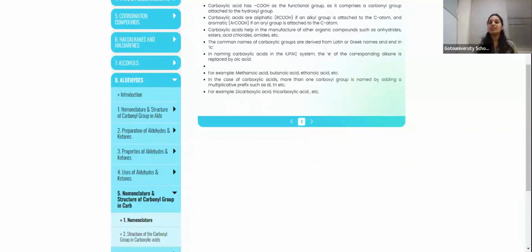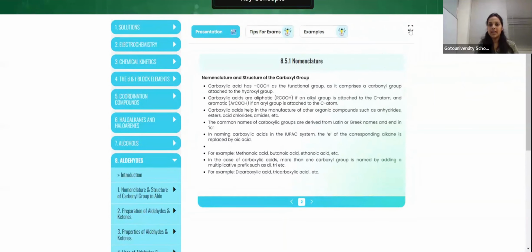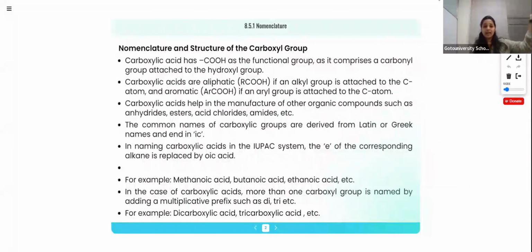We are moving to the third topic of this chapter, that is called carboxylic acid. Okay, carboxylic acids. Before that, we have to know. In the last class itself, I told you about the carboxylic acids, right? What are carboxylic acids? What is the functional group in carboxylic acid, right? Yes. So, carboxylic acid.